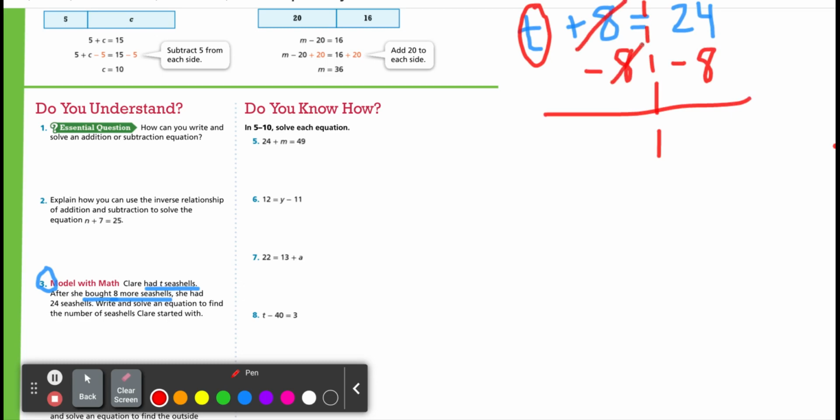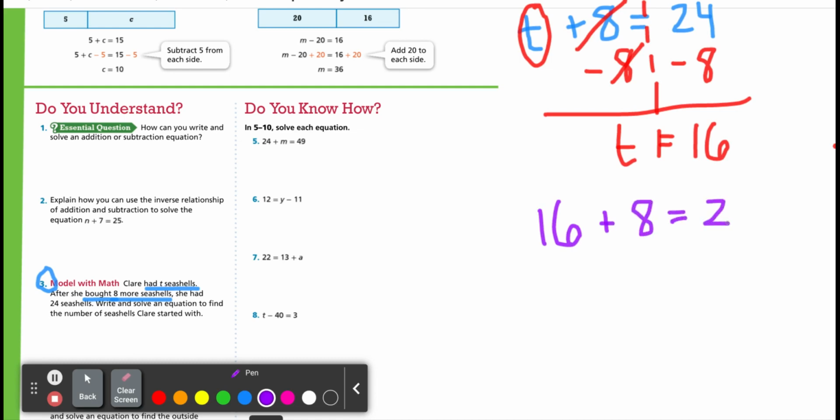Plus 8 minus 8 cancel. That leaves me with T on the left. T equals 24 minus 8, which is 16. Let's plug that into our original equation to check it. So I should have 16 plus 8 will equal 24. 16 plus 8 is 24. Bring down the rest, 24 equals 24. Check.